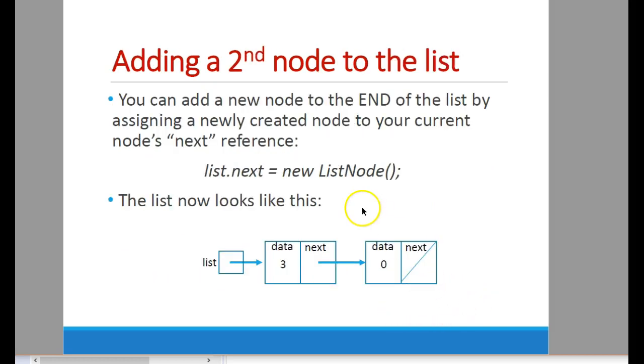So now we can add a second node to the list by creating a new list node, and the constructor just has a 0 value for default, and then we're going to set the list's next to that. So let's take a look at that in Eclipse.